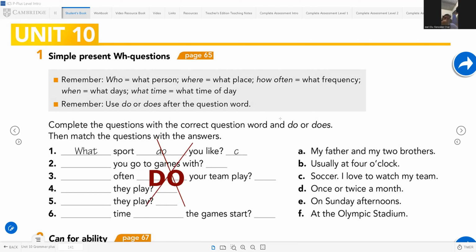¿Por qué das, Claudia? Porque es tercera persona. ¿Cuántos equipos son? Es tercera persona. Es correcto. Third person. ¿Cuántos equipos son? One. Es un solo equipo. We are talking about the team. That's why it's das.